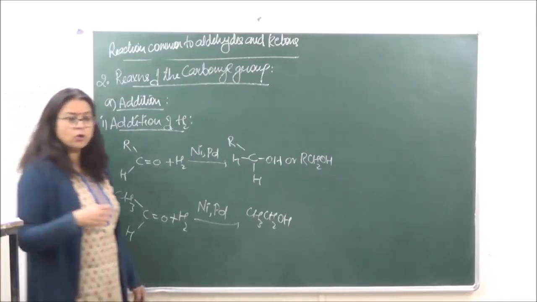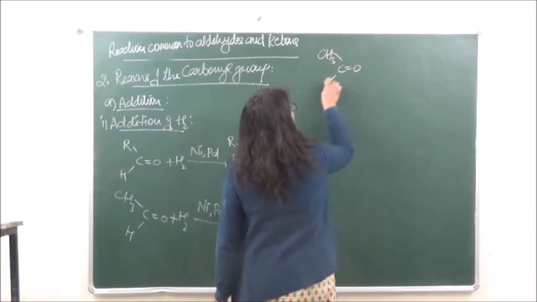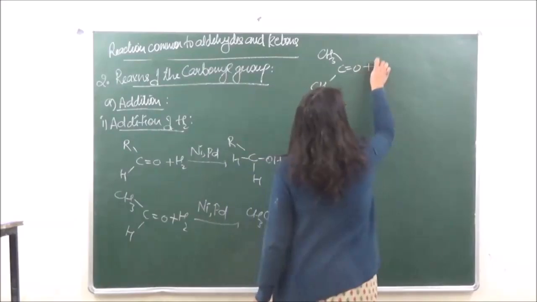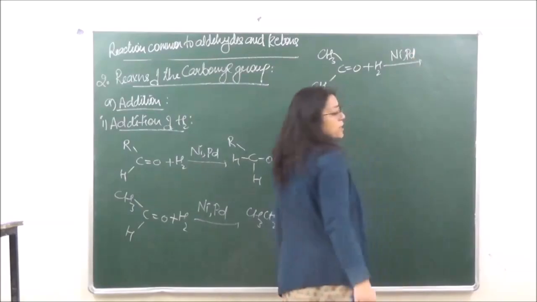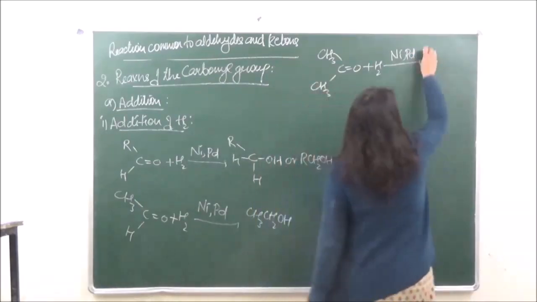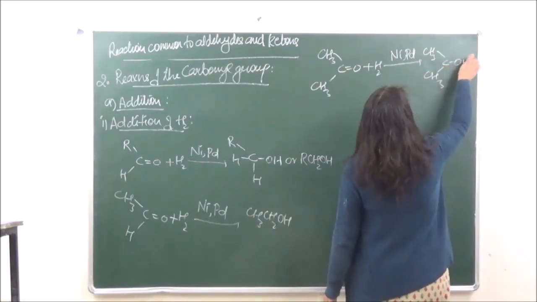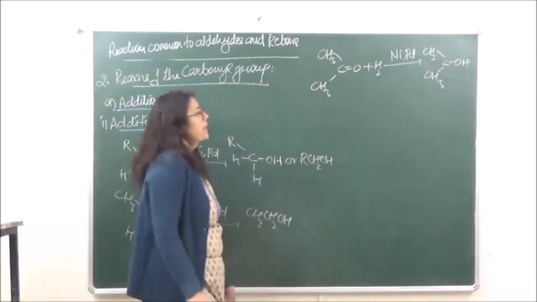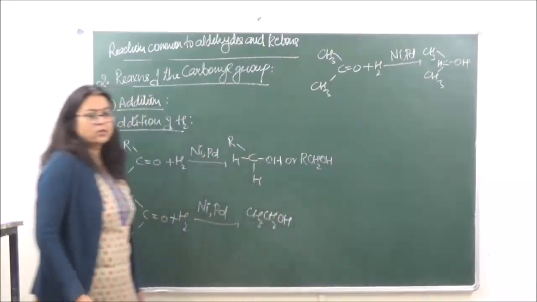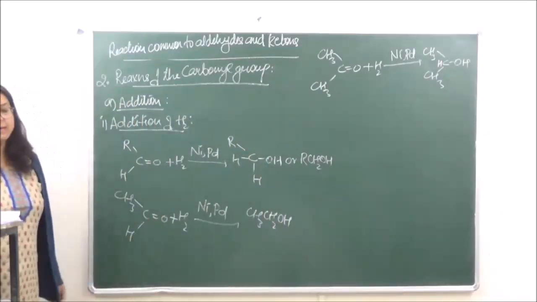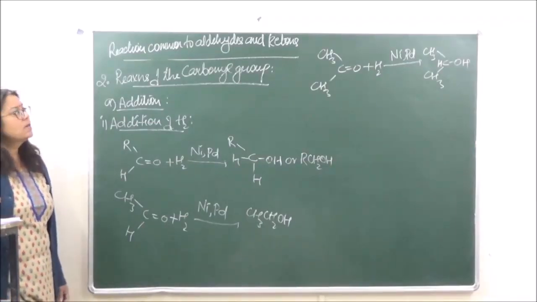If we're taking a ketone over here, let's take an example of acetone. We are going to get over here a secondary alcohol. So we have CH3, CH3 and OH and H also, CHOH. Okay? So aldehydes are going to give us primary alcohols and ketones are going to give us secondary alcohols.